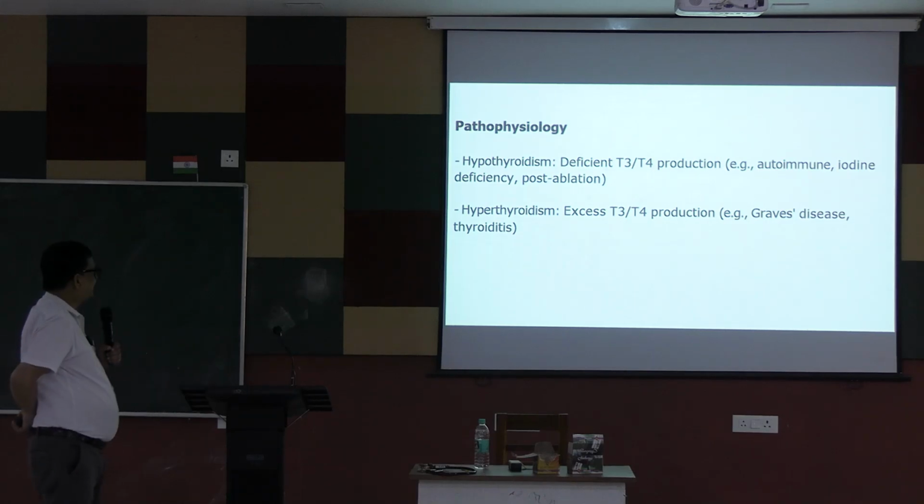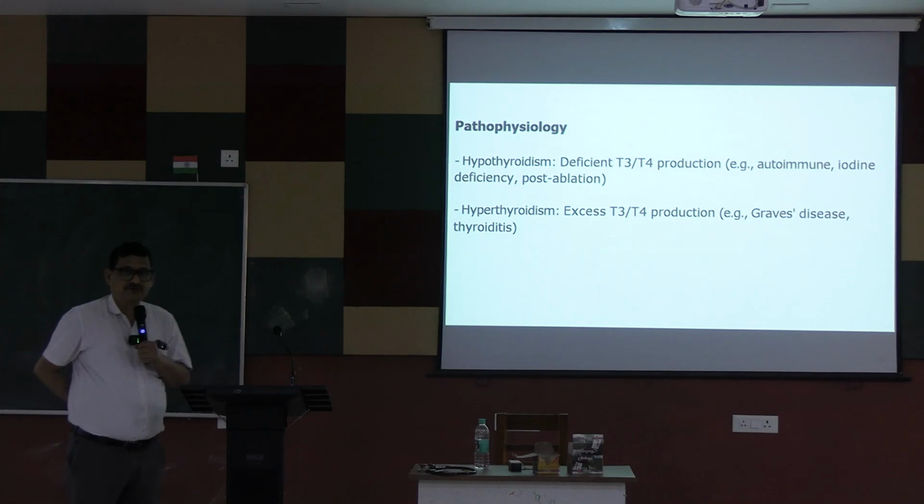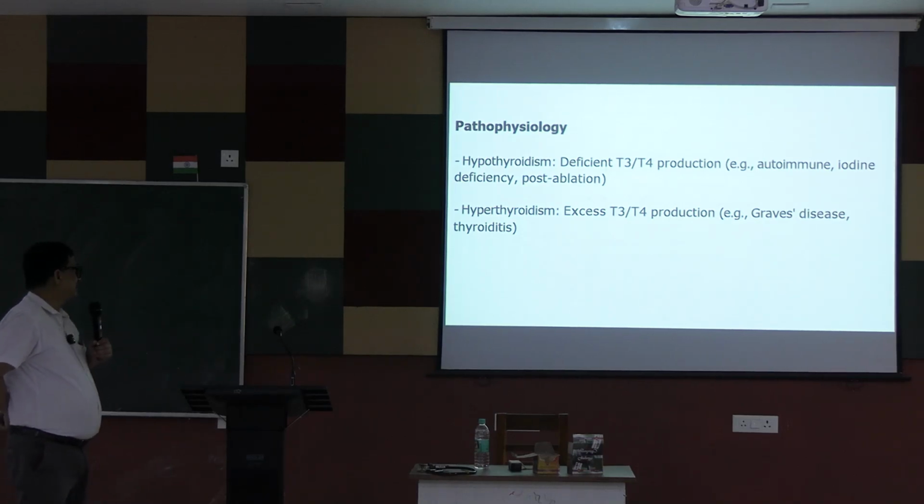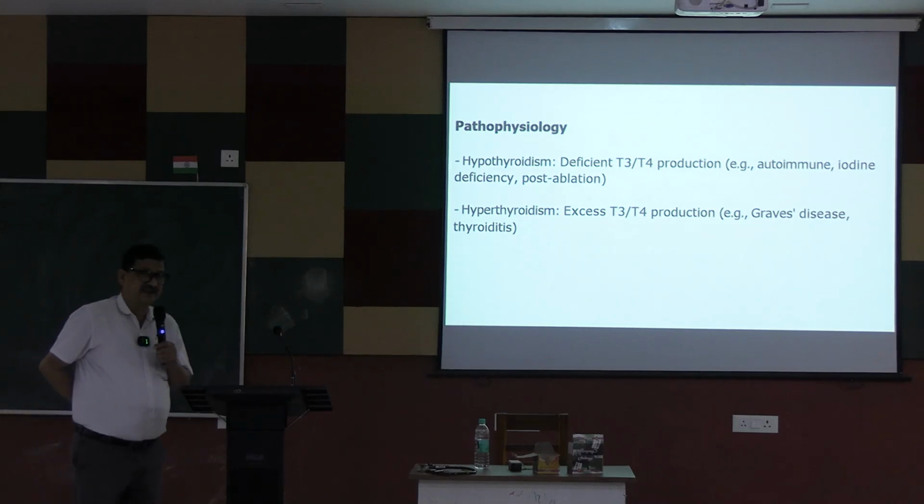What are the reasons for deficiency? Autoimmune disorder, most commonly, iodine deficiency, and post-ablation or post-surgery. Hyperthyroidism, where there is excess T3, T4 production, is again autoimmune, as in Graves' disease and thyroiditis.